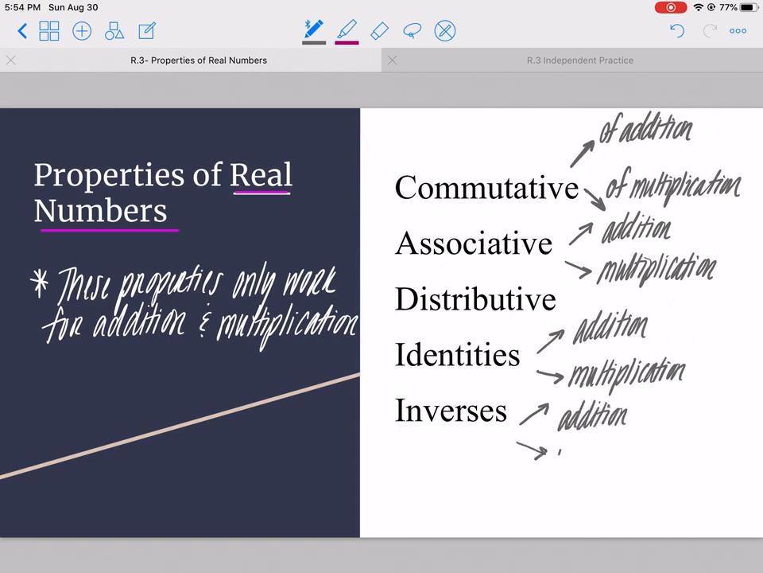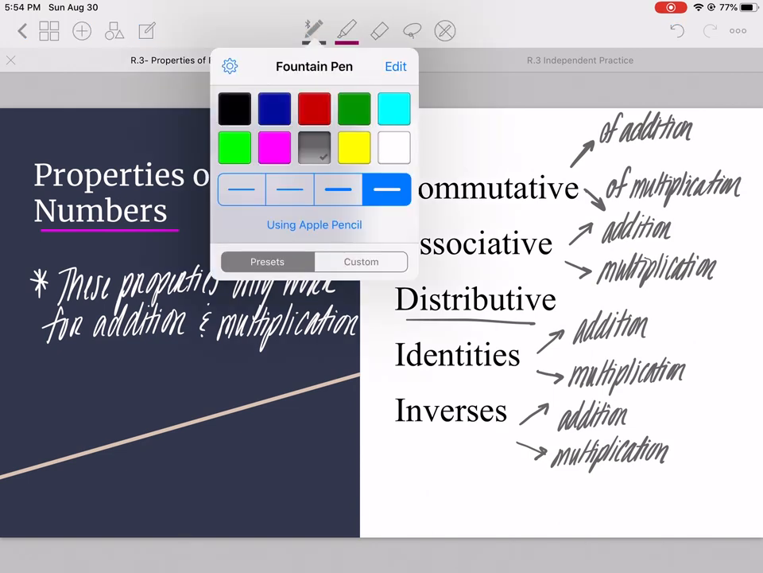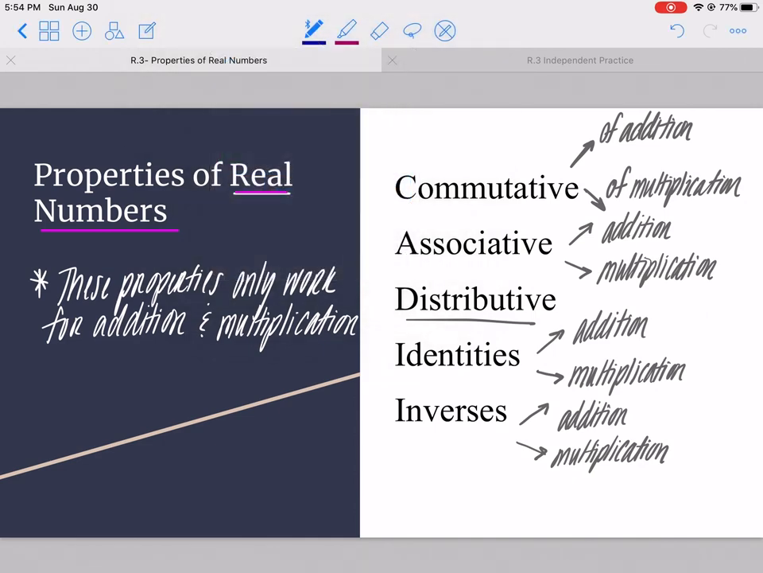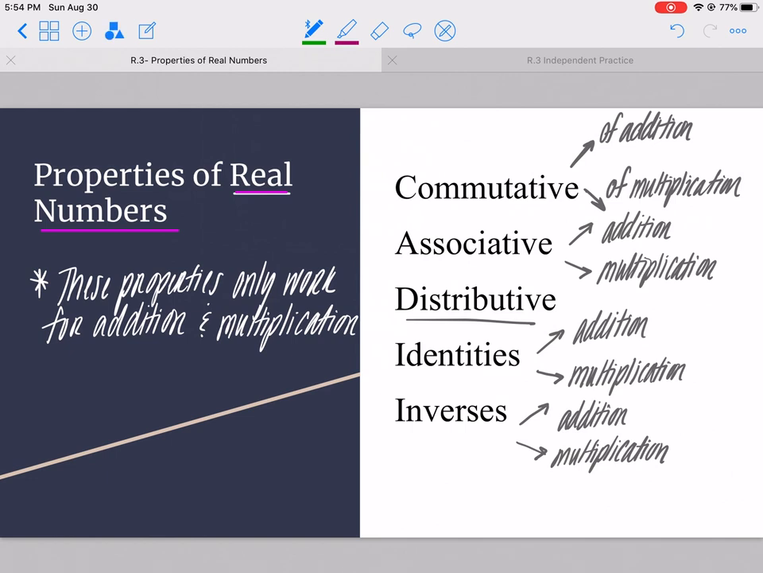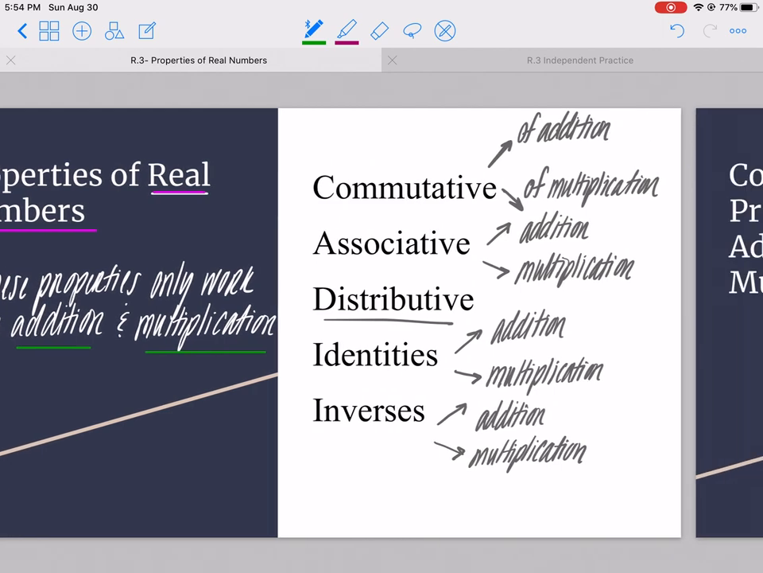So I didn't want you guys to feel like you're being deceived, that there are more than just 5 properties here. I mean, there are 5, but several of them, except for the distributive property, branch off into 2. Okay, and then the other thing to know is that we're only talking about addition and multiplication here. So these properties only work for addition and multiplication. You'll notice there's no subtraction, there's no division, none of the other properties. These will only apply for those specific cases.